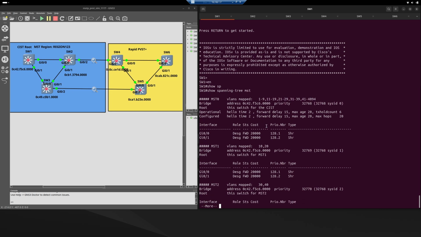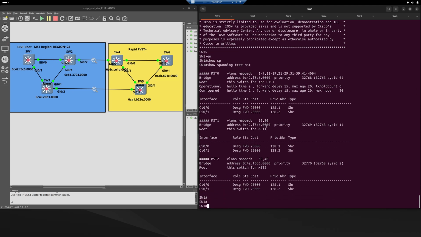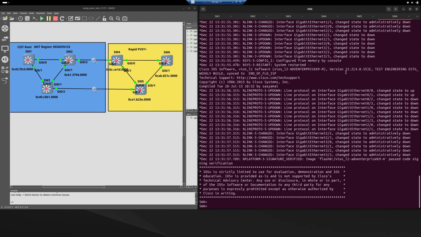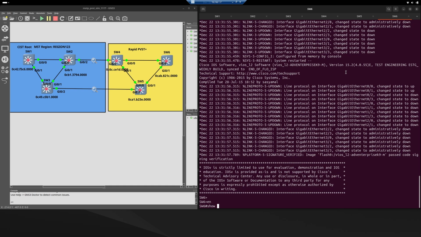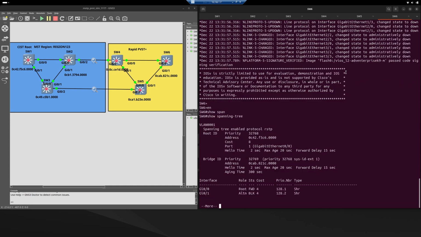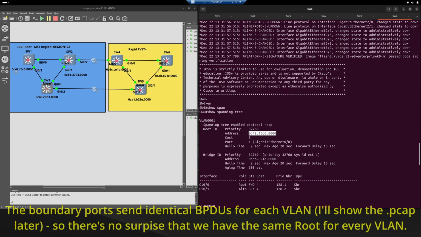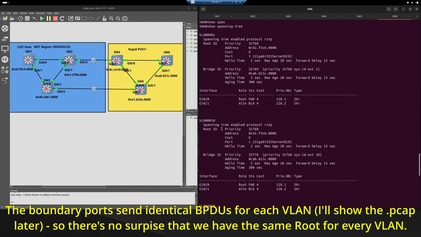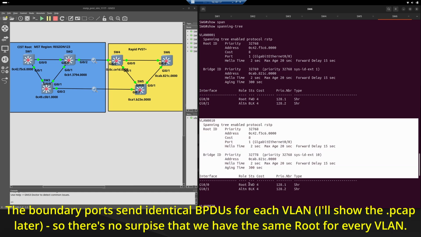Let's verify on the other switches as well. Let's check it on switch 6, for example. Show spanning-tree. 0C42, which is switch 1, is the root bridge for VLAN 1, and he's the root for the other VLANs as well.